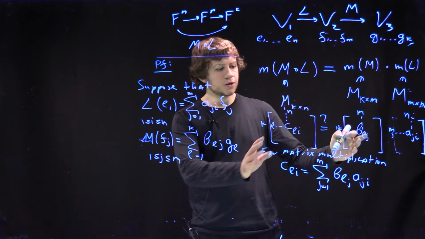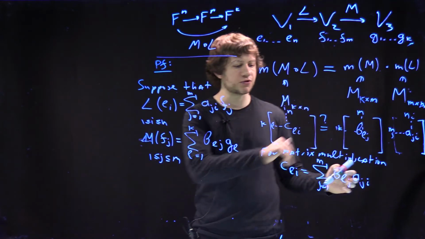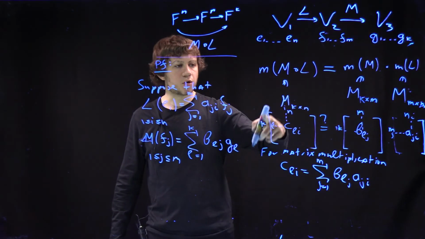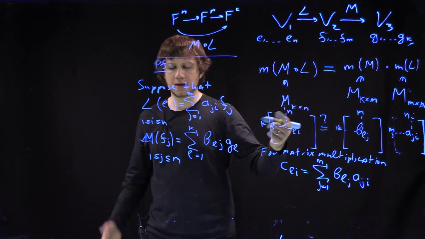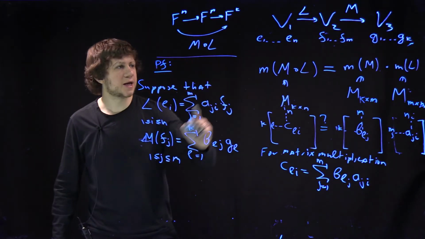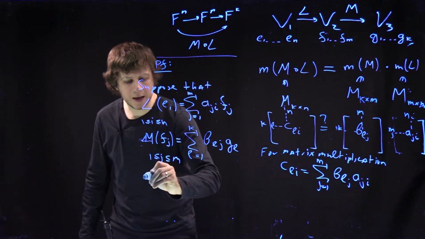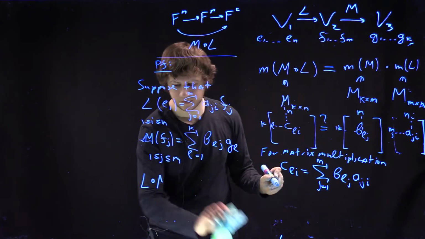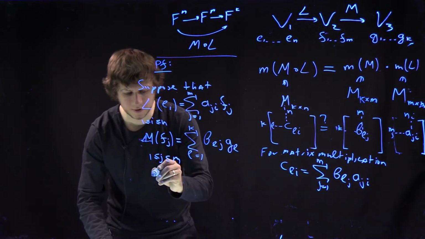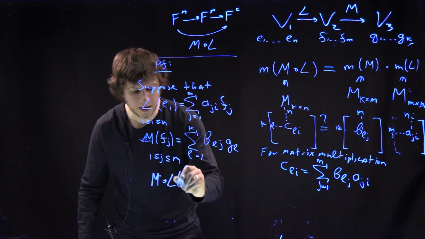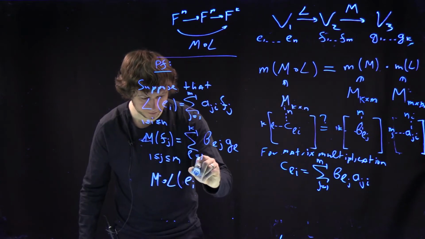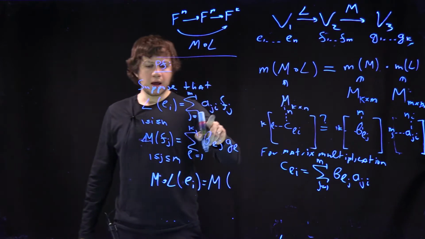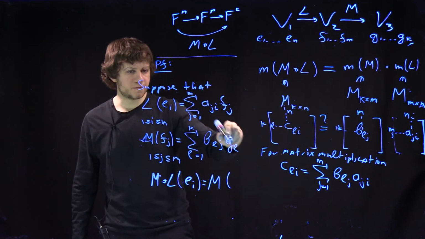So what was the formula for matrix multiplication? Now let's try to see what is the matrix of LM. Let's compute it the other way. If we take the map M composed L, and apply it to EI, it's the same thing as first taking L and applying it to this vector, then applying M.